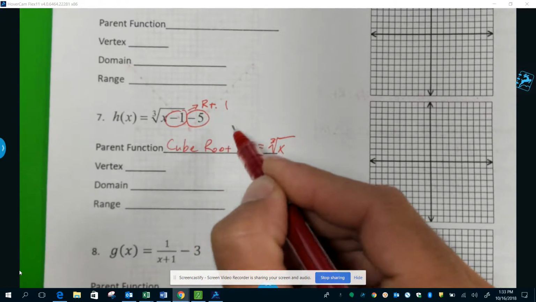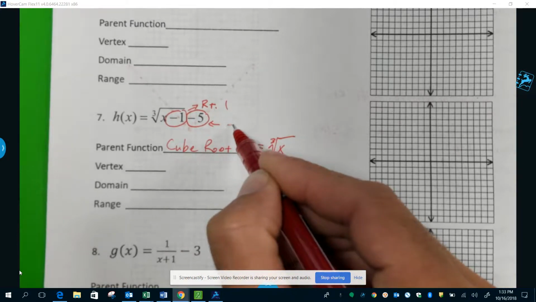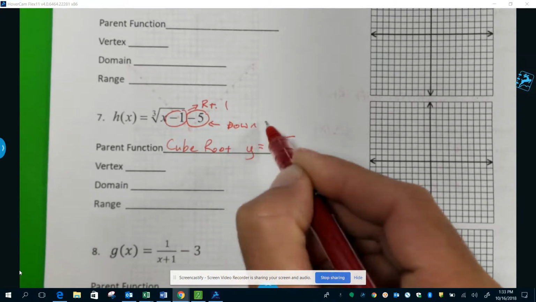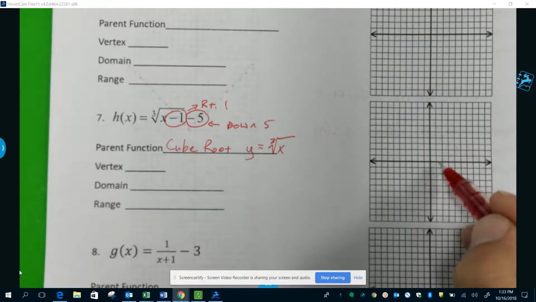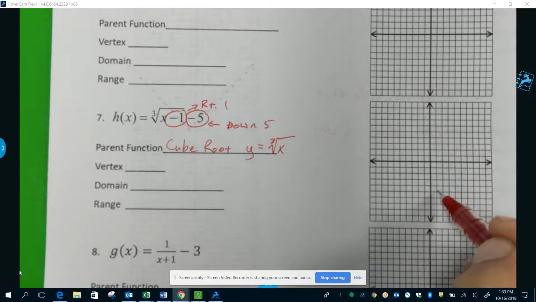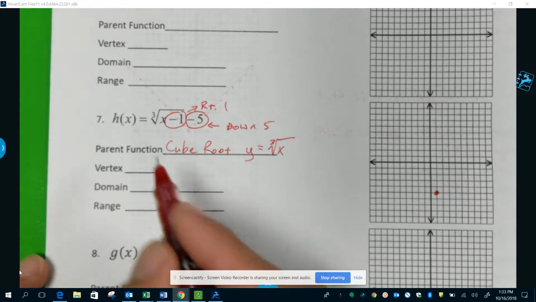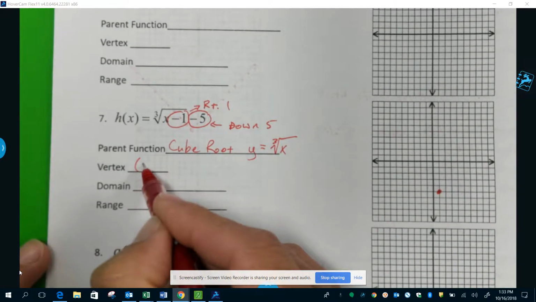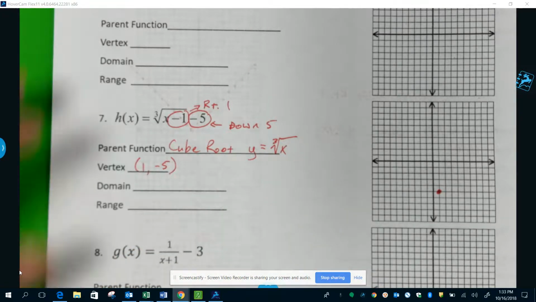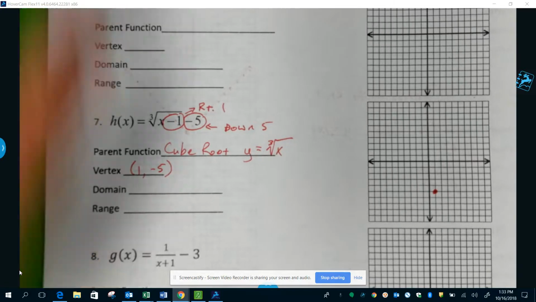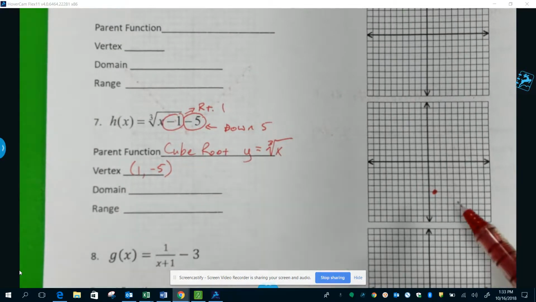And the minus 5 is independent. It's out here at the end, so it is going to shift us down 5. So our vertex is going to shift right 1 and down 5. There's our new vertex. The vertex there is going to be at 1, negative 5. From there, we will now continue to plot our original parent function coordinates.